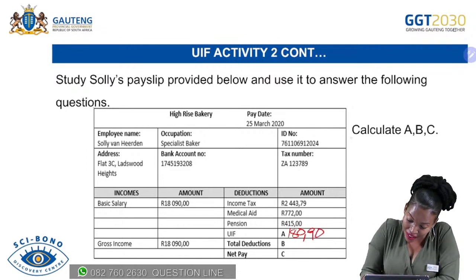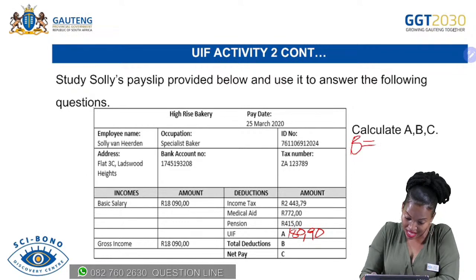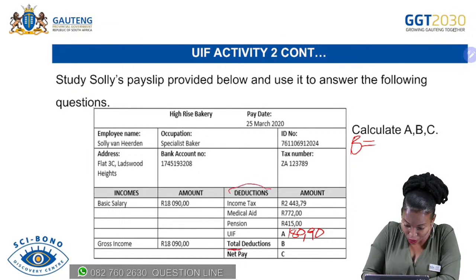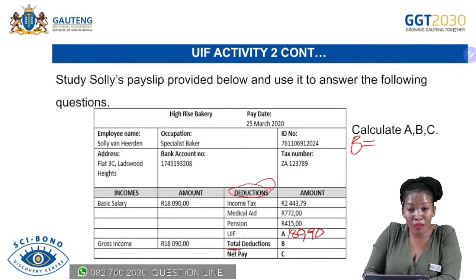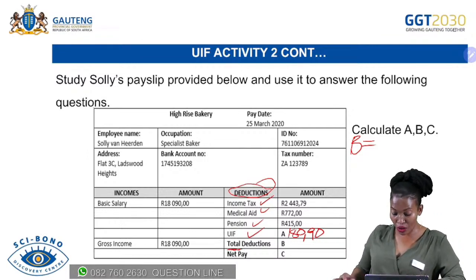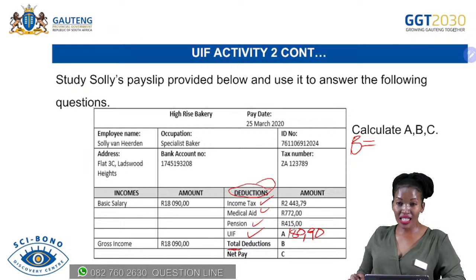And now we need to find the value of B. And what is B, guys? B is our total deductions. And this is the section of our deductions. It means to find B, you must add this plus this plus this plus that. So I want you guys to do that quickly on your side, on your calculators. Add all your deductions and give me the total, guys.